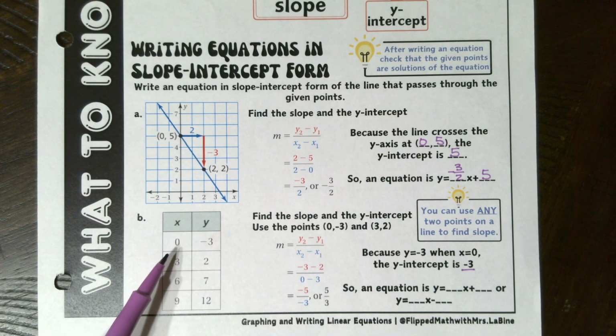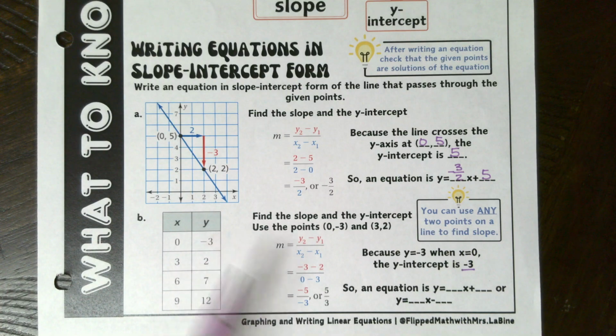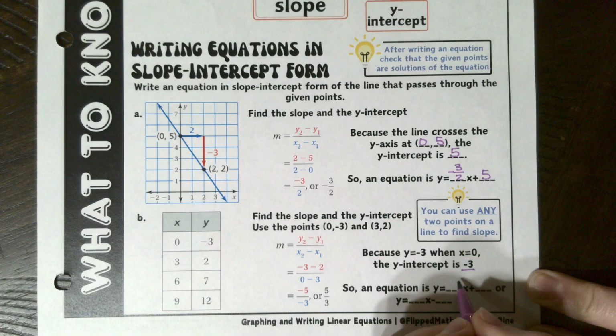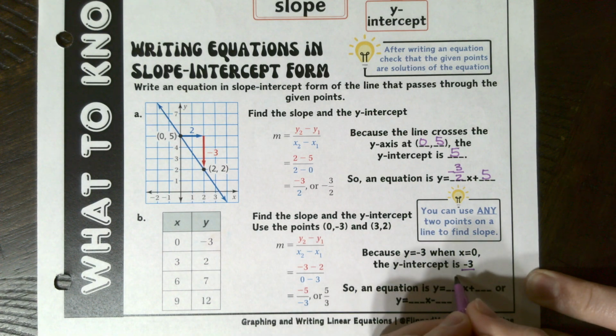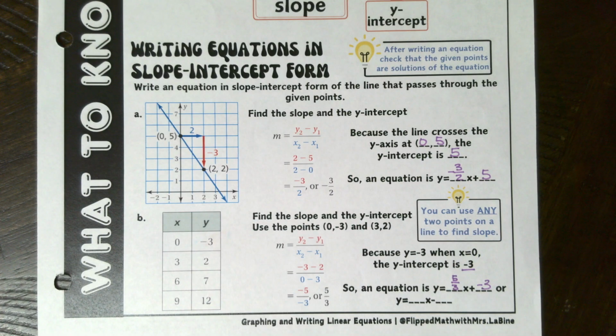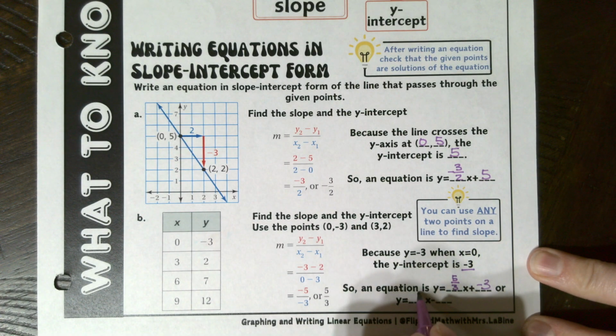So because x is 0, then that means that for sure that y is now going to be my y-intercept, because that is right where my line is going to intercept that y-axis. Okay, so that's going to be -3. So I have 5/3 as my slope, and I have -3 as my y-intercept. So an equation for this would now be y equals mx plus b, where m is my slope, which is 5/3, plus -3. Or you could write it as y equals 5/3 x minus 3.